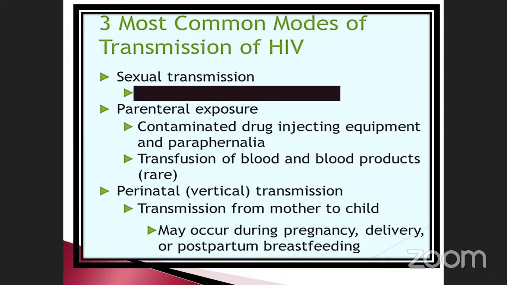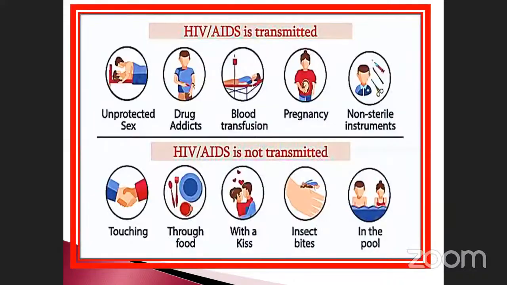And perinatal vertical transmission also takes place, that is, transmission from mother to child. How? Already you know. Through the umbilical cord, it can easily be transferred. It may occur during pregnancy, delivery, or postpartum, and also through breastfeeding, it comes through the milk. So sex, drug addicts, blood transfusion, pregnancy, non-sterile needles: these are the ways HIV/AIDS is transmitted.